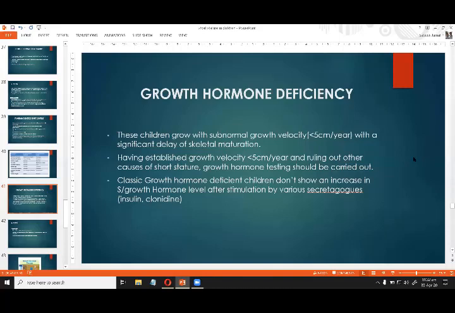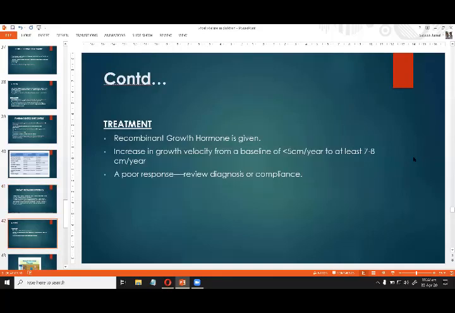Classical growth hormone deficient children don't show an increase in serum growth hormone level after stimulation by various secretagogues like insulin and clonidine. Treatment is recombinant growth hormone. If there is an increase in growth velocity from a baseline of less than 5 centimeters per year to at least 7 to 8 centimeters per year, then it means that you have been treating the child in the right direction.